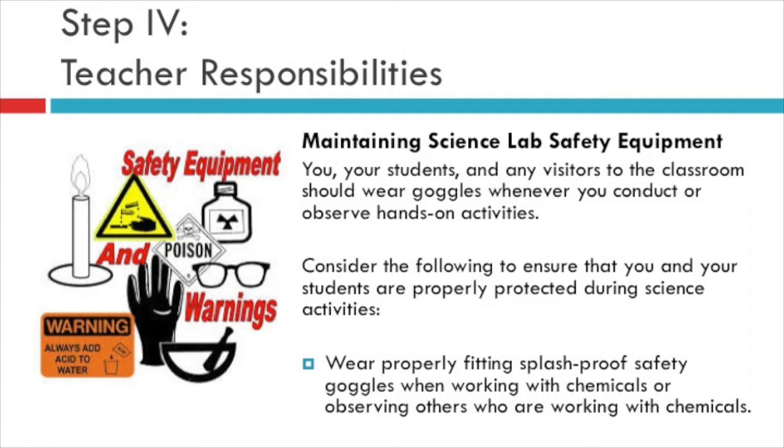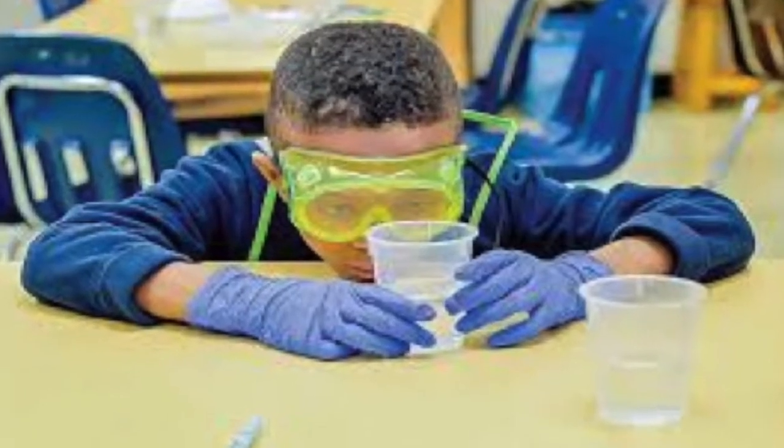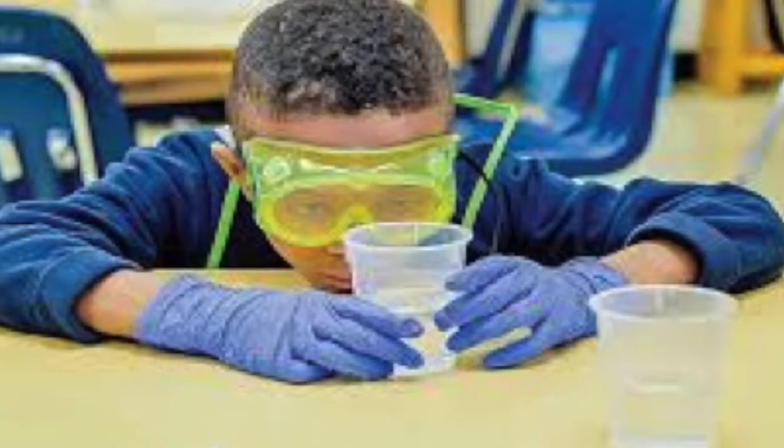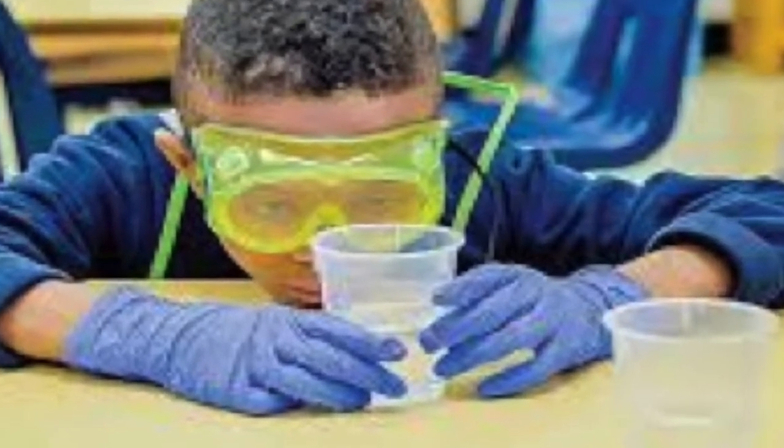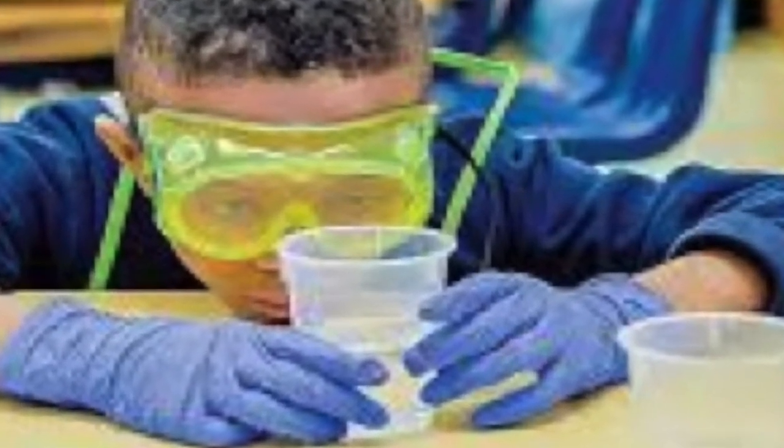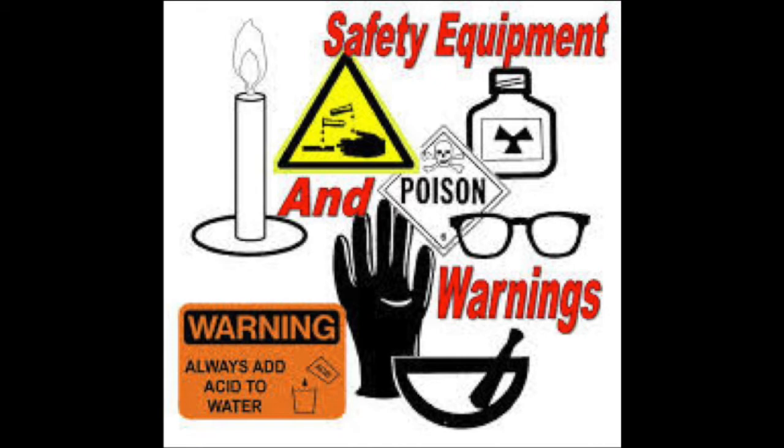The next step is teacher responsibilities: maintaining science lab safety equipment. You, your students, and any visitors to the classroom should wear goggles whenever you conduct or observe hands-on activities. Consider the following to ensure that you and your students are properly protected during science activities. Wear properly fitting, splash-proof safety goggles when working with chemicals or observing others who are working with chemicals.